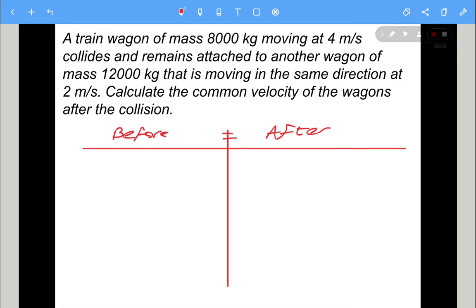So this is the exact same question as what we did before, aside from initially the second wagon is also moving. So if you want to pause and have a go at that, that's okay. If you don't, or you want me to show you, or you're ready for an answer, I'm going to do it now.